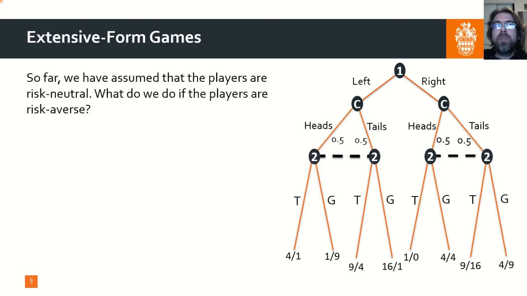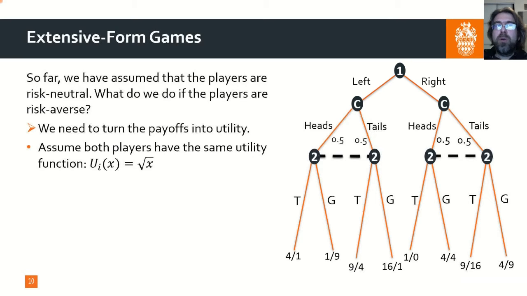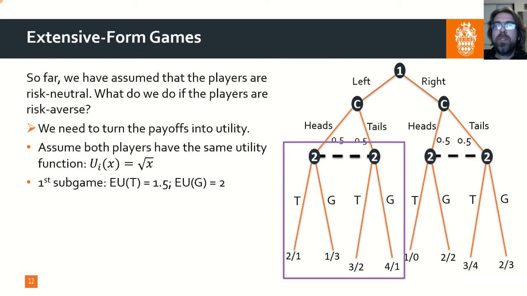So far, we have assumed that the players are risk neutral. What do we do if the players are risk averse? Well, if the players are risk averse and the payoffs in the game are not given in utility, but they are given, for example, in money, then we first need to turn the payoffs into utility. So let's assume here that both players have the same utility function and that this utility function is square root of x. So for every payoff, we calculate the square root and then replace the original payoffs with the utilities, and we recalculate the subgame perfect decisions.